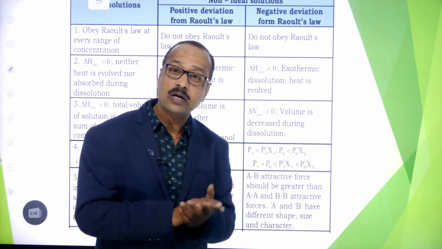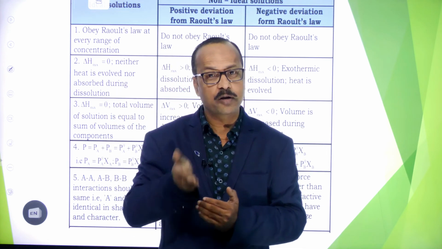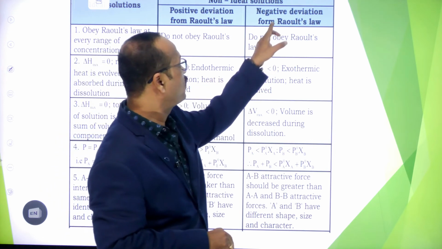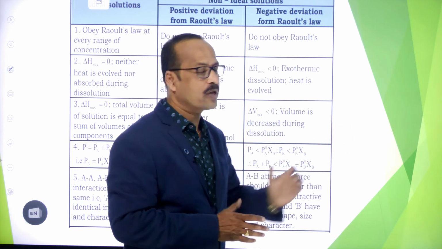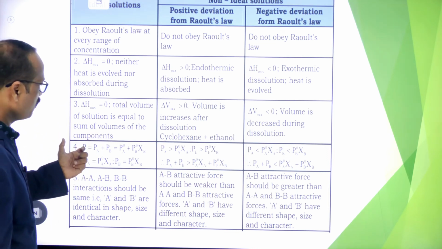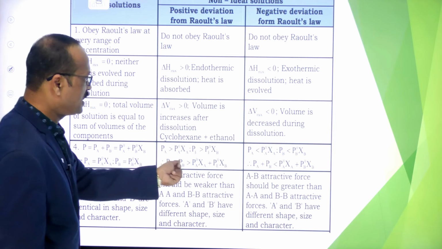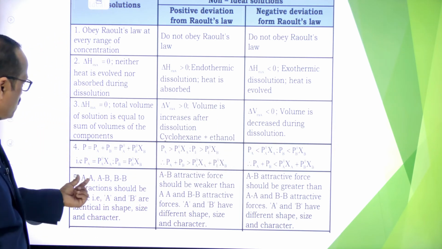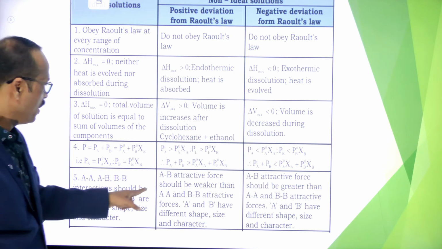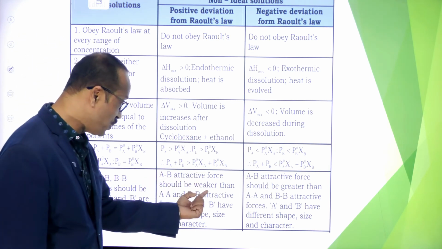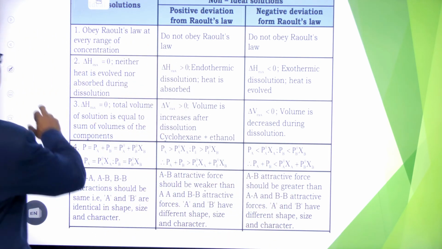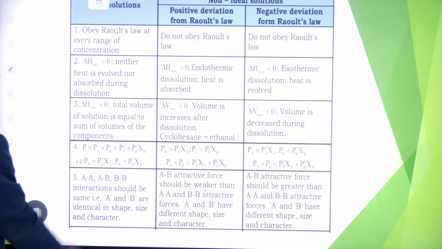Now next, here delta H is equal to 0, I said, but here delta H is not equal to 0. Not equal to 0 means what? It may be greater or it may be less. For positive deviation, it is greater than 0, and for negative deviation, it is less than 0. Similarly, the vapor pressure is equal here, but the pressure is greater here, and less here. And you see the force of attraction AA, AB, BB are all the same here. But here the AB attraction force is weaker, and here the AB force of attraction is greater. That's all, students. That is the difference.